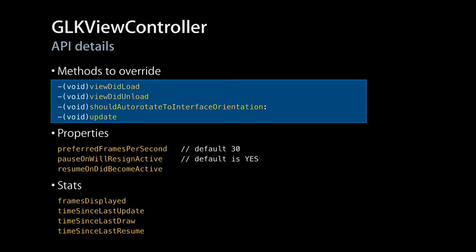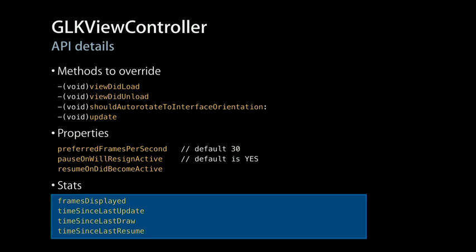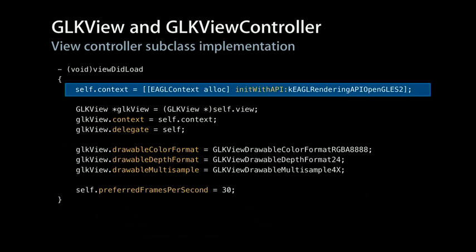So here's some of the UI. Typically, you'll subclass GLKViewController and then override methods like viewDidLoad and viewDidUnload. And you'll use shouldAutorotateToInterfaceOrientation to specify which orientations you support. And then finally, you'll override this update method for any of your per frame updates. These properties here let you specify your frame rate and how you handle transitions to and from the background. And then there's various statistics like a frame counter, the time since the last frame, or since the app resumed. So let's show you these objects in action.